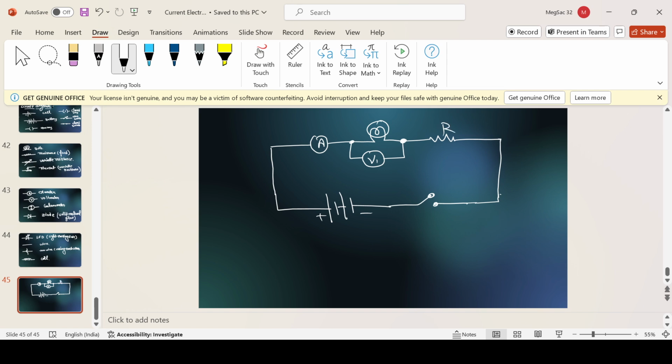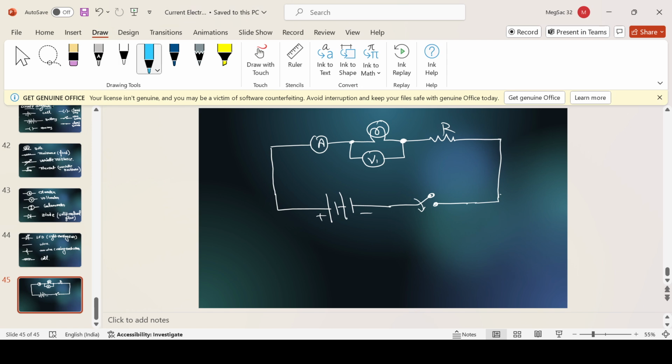Okay, clear? Now whatever they say, if they say two parallel bulbs are there, one series bulb, two series bulbs, or n number of resistors, whatever they are saying, you can just draw in this diagram. Okay, got it everyone?